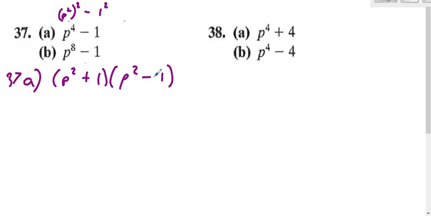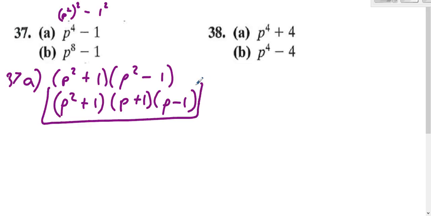But p squared is still a perfect square. 1 is still a perfect square. You can't do anything if it has a plus in the middle, but if it has a minus, you can factor more. So you do it. P plus 1, p minus 1. So you actually get three factors from it.